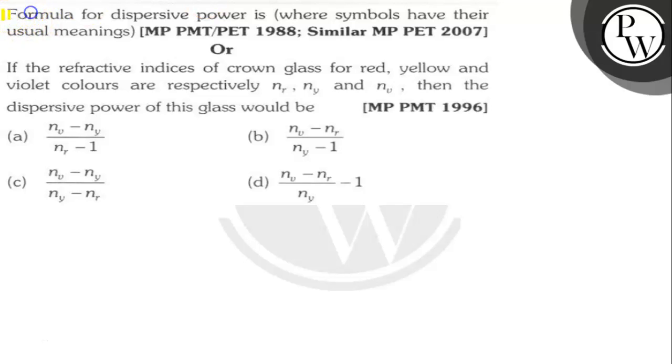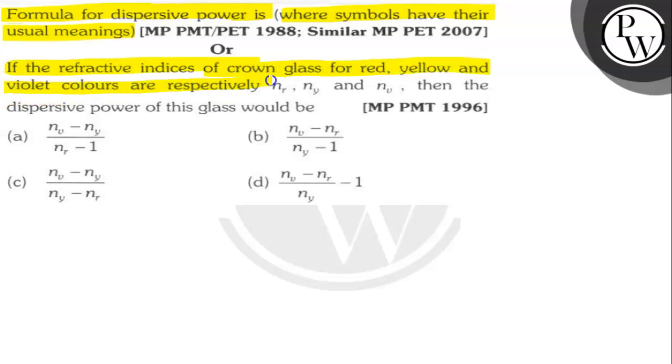The question says here, formula for dispersive power is what? In bracket, where symbols have their usual meanings. Or if the refractive indices of ground glass for red, yellow, and violet colors are respectively Nr, Ny, and Nv, then the dispersive power of this glass would be what?